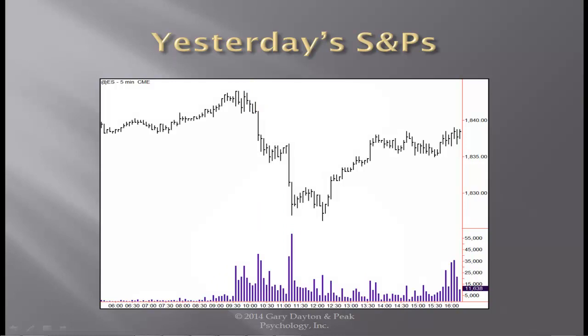What's this? Oh, yesterday's S&Ps. This was kind of interesting. I put this on as a last chart here. Some interesting things occurred. Again, we see very similar things over and over again when the markets heat up and are really good for trading. Today in the S&Ps was a crummy day to trade. It wasn't even worth it.